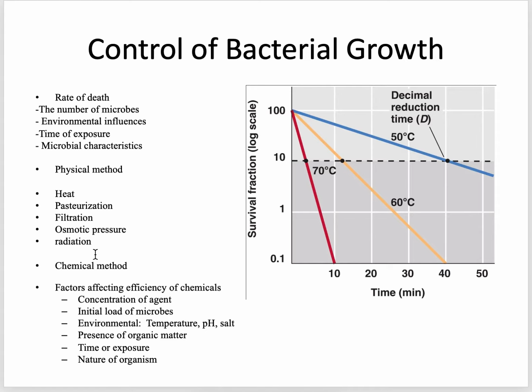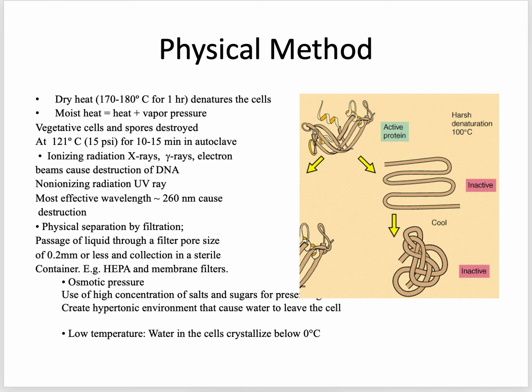Okay, so now we learned that there are physical methods and chemical methods to control the bacterial growth. Now we'll try to learn in more detail about the physical method and chemical method. First, physical method, and there are different physical methods like heat. So we can use heat differently to kill bacteria.